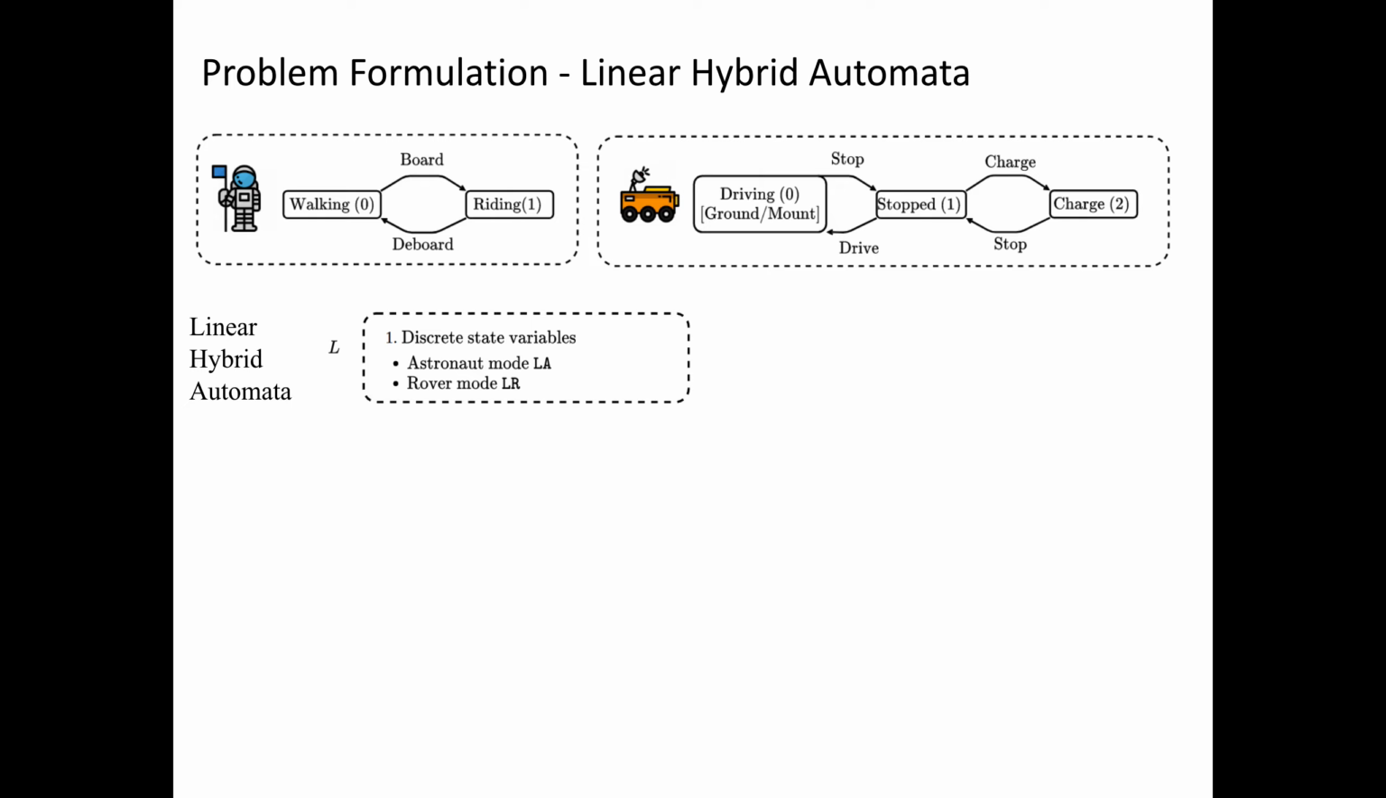This slide provides a graphical example of the high-level modes and their discrete transitions of our motivating example. As we can see, the astronaut can walk or take a ride. The rover can stop, charge, or drive in different terrains.